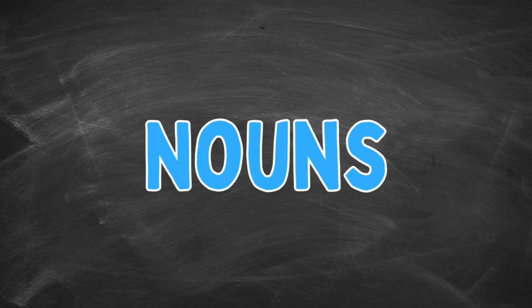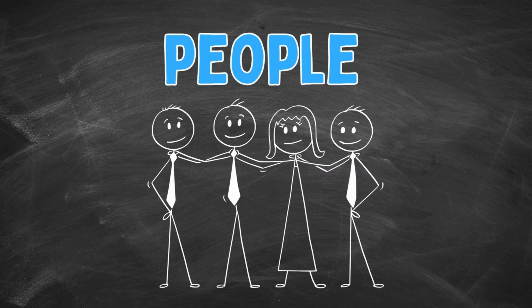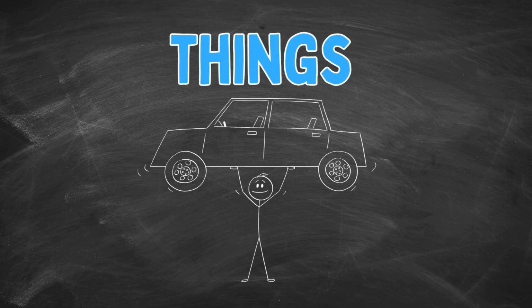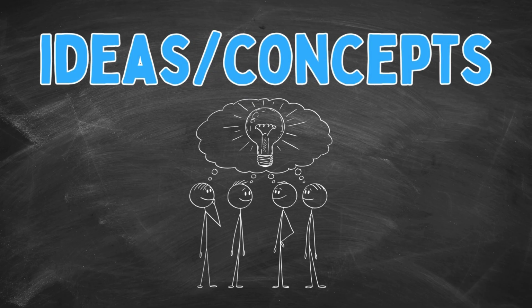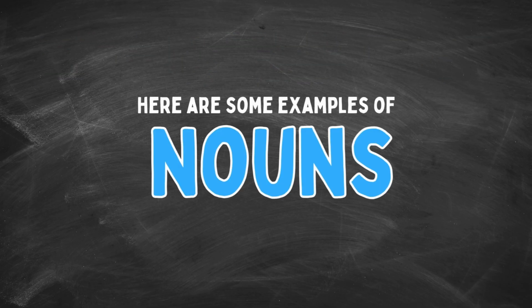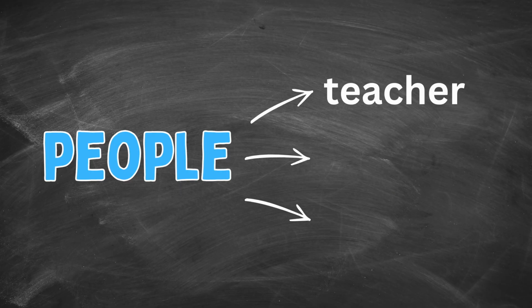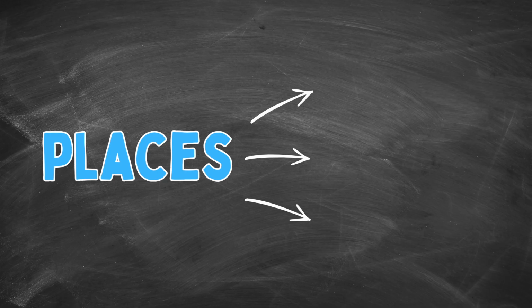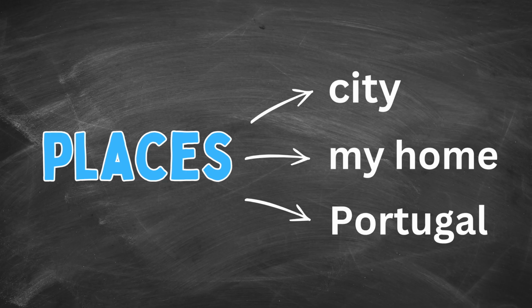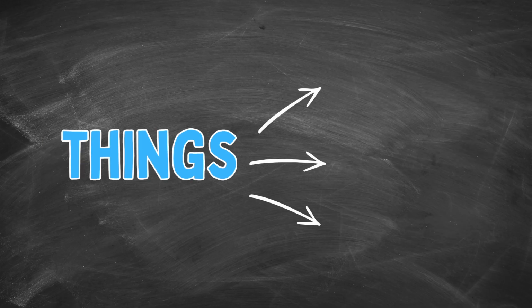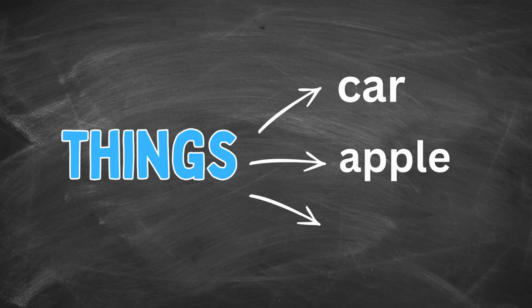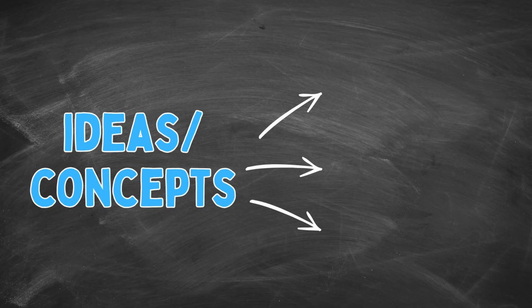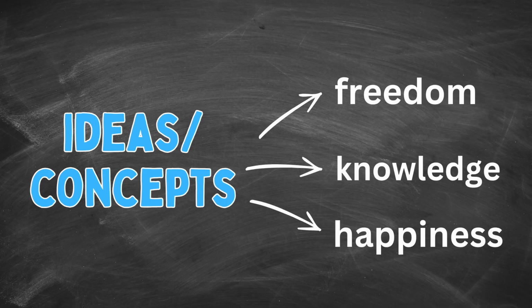First up, nouns. These are the words that name people, places, things, or ideas and concepts. Here are some examples of nouns. For people, this can be a teacher, Maria, or my brother. For places, this can be a city, my home, or Portugal. For things, this can be a car, an apple, or a chair. For ideas or concepts, this can be things like freedom, knowledge, or happiness.